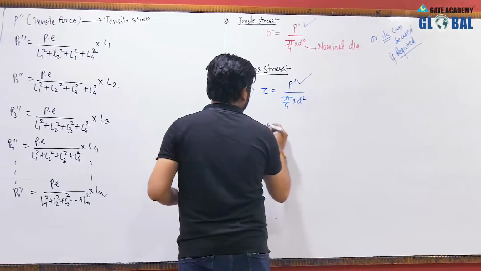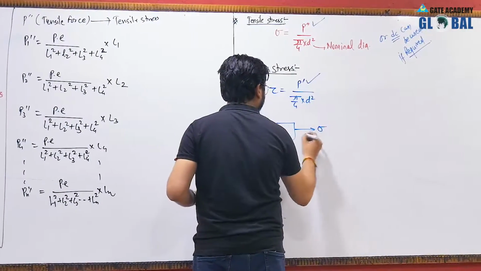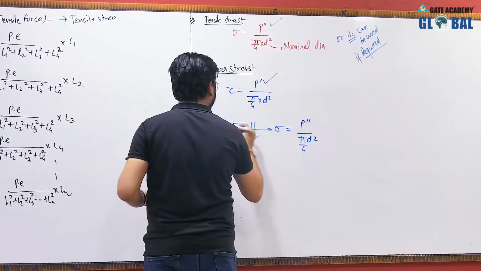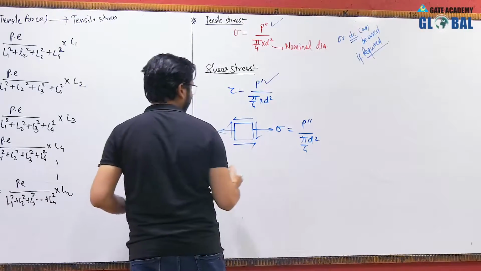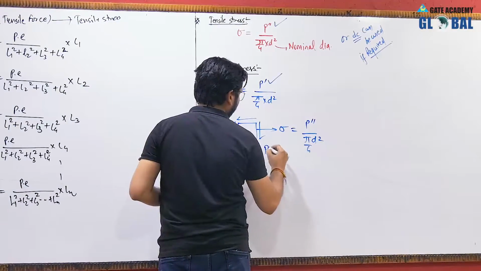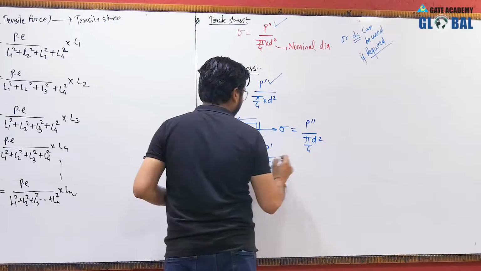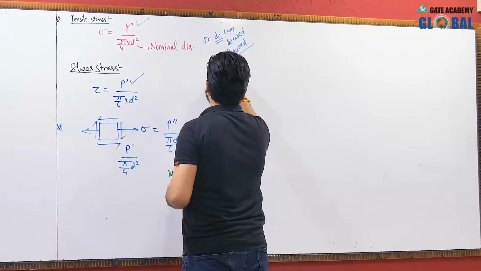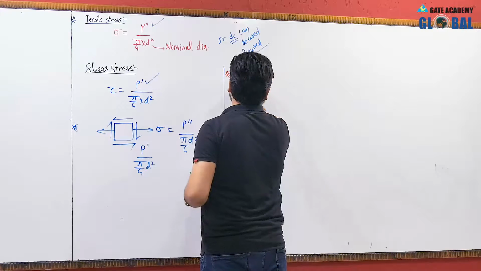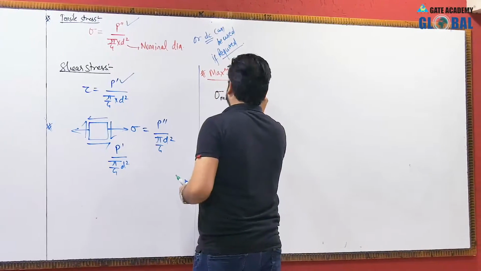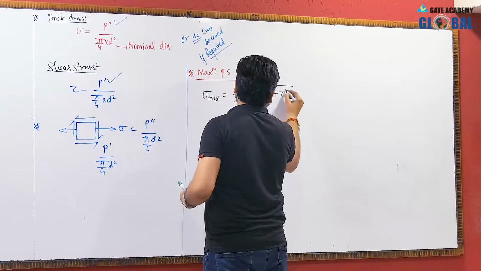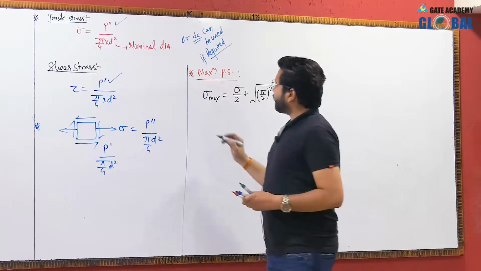Okay, so the state of stress will be like this. This is the tensile stress, with value equal to P double dash divided by pi by 4 d square. And here we will be having direct shear stress, and this will be equal to P dash divided by pi by 4 d square. Now we can write the value of the maximum principal stress. Sigma max will be equal to sigma by 2 plus root over sigma by 2 whole square plus tau square. This will be the maximum principal stress.